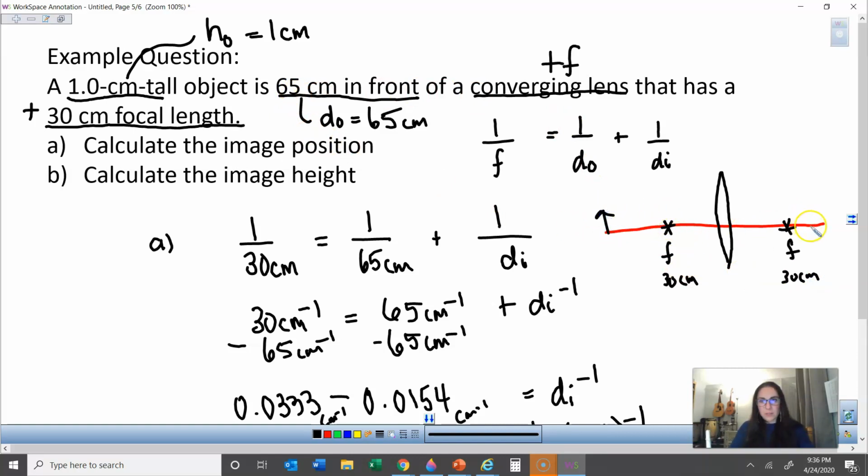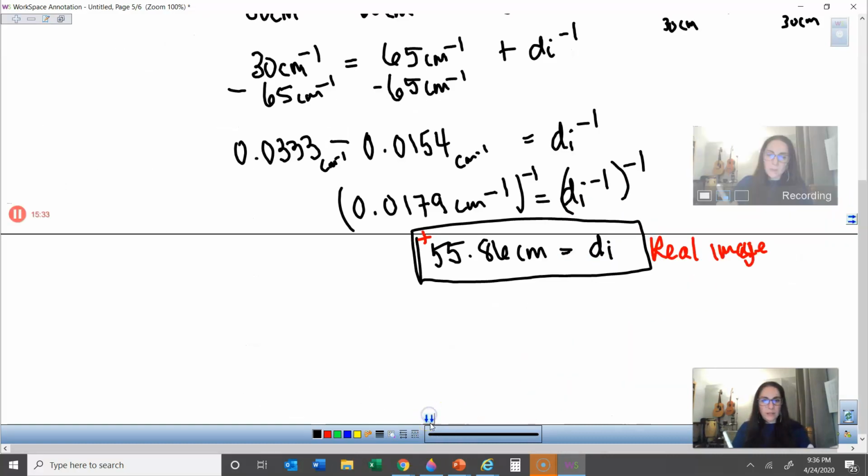So this thing is 65 in front, so this is about right here. That's my object. But I don't know if the image is inverted or not, so I'm not going to actually draw that part yet. So this is about 65 centimeters, but it's over here. But we can find that now. So even though the question didn't really ask me for this, I'm going to do it. Actually, I do have to do it because I have to find the height. So I'm going to use my magnification equation.